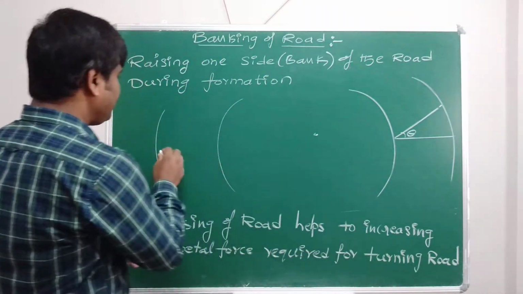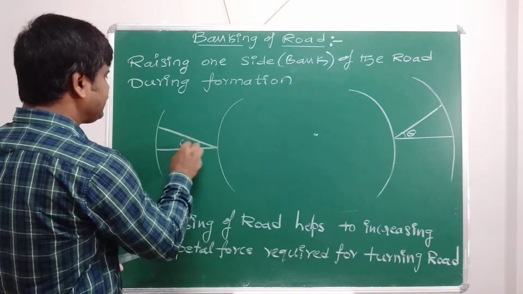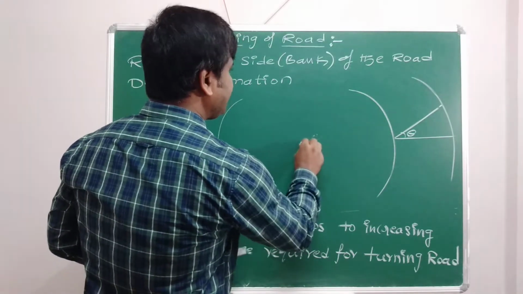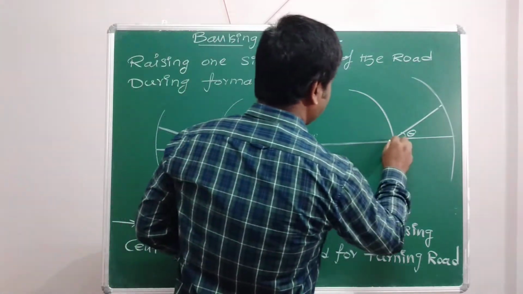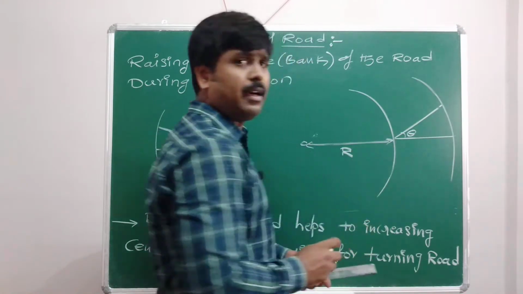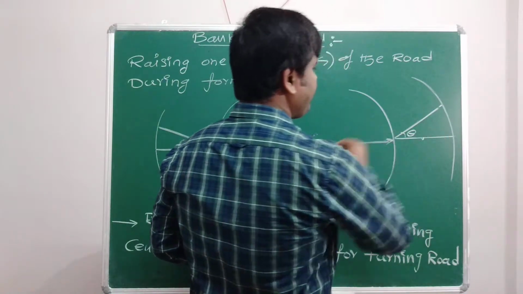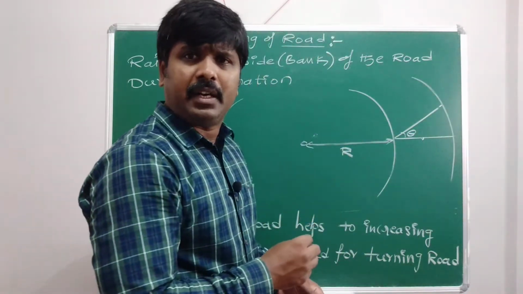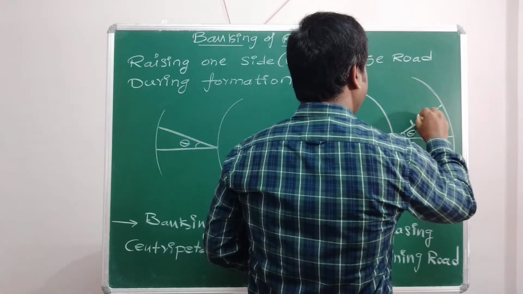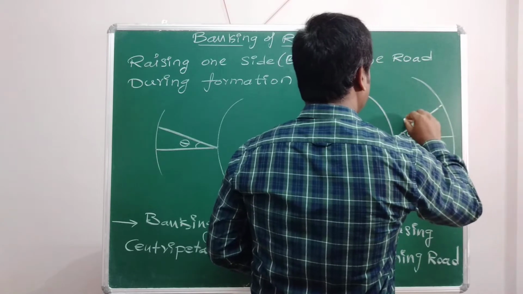Theta is the angle of inclination. O is the center, and here we take R as the radius of the circular road. We can take it from the center also. And in continuation, there is a vehicle. For example, this is the vehicle which is on the inclined plane like this.